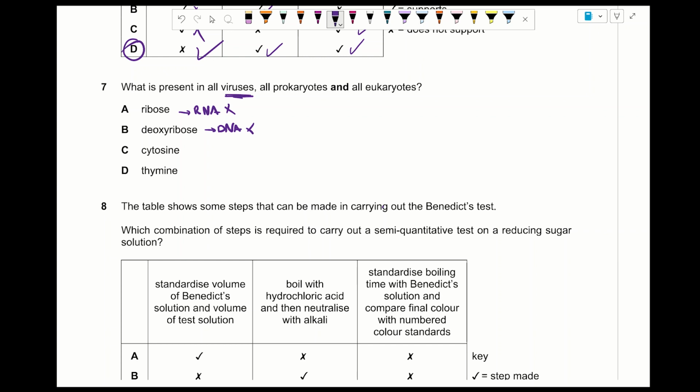Now, cytosine. Cytosine is a pyrimidine base found in both RNA and DNA. Therefore, this is correct. Now, thymine. Thymine is replaced with uracil in RNA. Therefore, this is not always correct. Thymine is only found in DNA, and we just mentioned that viruses could be either RNA or DNA. Therefore, this is incorrect, and the answer is going to be C.